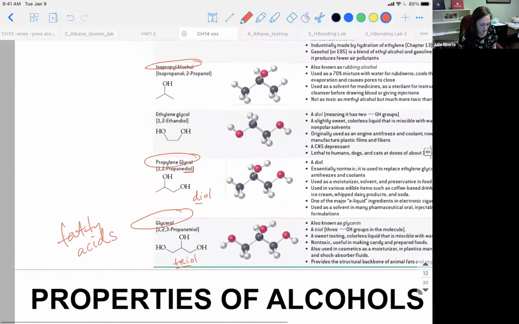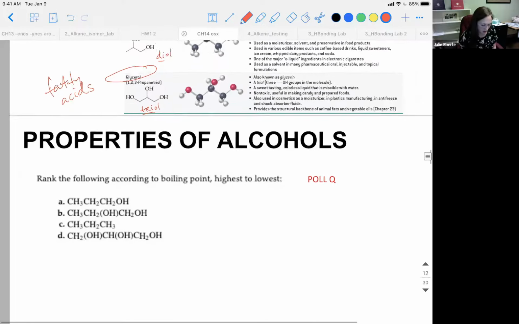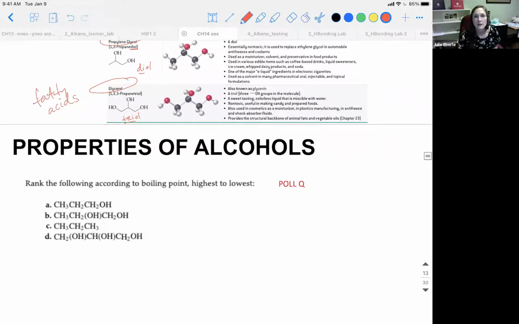So anyways, I think I have a poll question on what I just said. We'll launch a poll question because we talked about physical properties, boiling points. I want you to look at these, no rush here. Look at A, B, C, and D. I want you to rank them. You need to take into account how many carbons, how many OH groups. The more OH groups you have, the more hydrogen bonding it can do, and the more heat it would take to break the hydrogen bond apart and cause it to melt or boil.